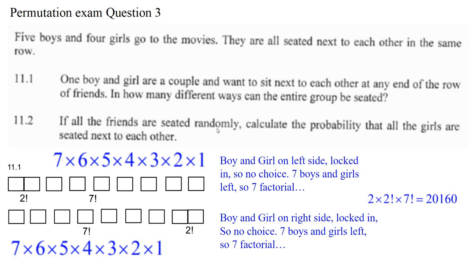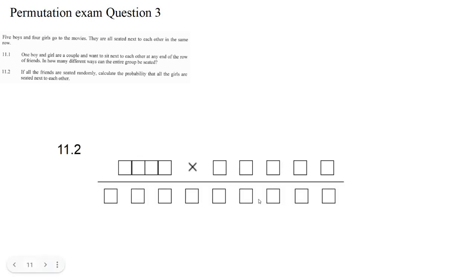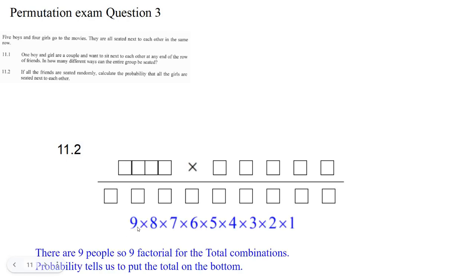Now let's see this next question. If all the friends are seated randomly, calculate the probability that all the girls are going to be seated next to each other. Well, probability means we're dividing by the total. So the total, how many people do we have? We've got 9 people, so we've got 4 girls seating next to each other. But hey, we've got 9 people. That's what we put on the bottom. So if you get just 9 factorial, that number goes on the bottom, you'd get a mark.